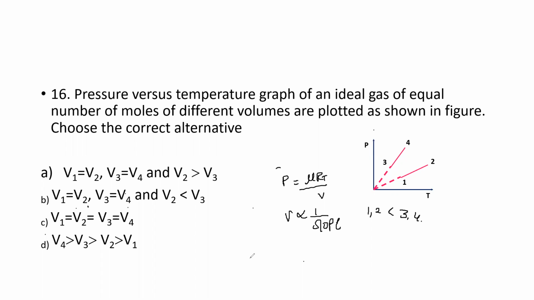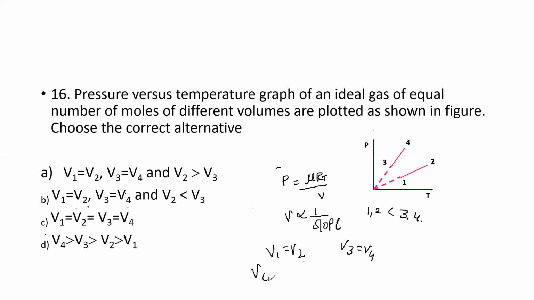They will represent the same volume. V1 is equal to V2. Points 3 and 4 are on the same line. Therefore, they will represent the same volume. V3 is equal to V4. So you can see options 1 and 2. But which is right? V2 is greater than V3 or V2 is less than V3, which is right here?